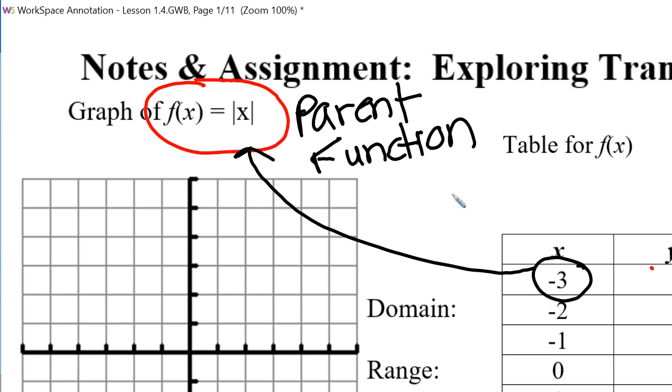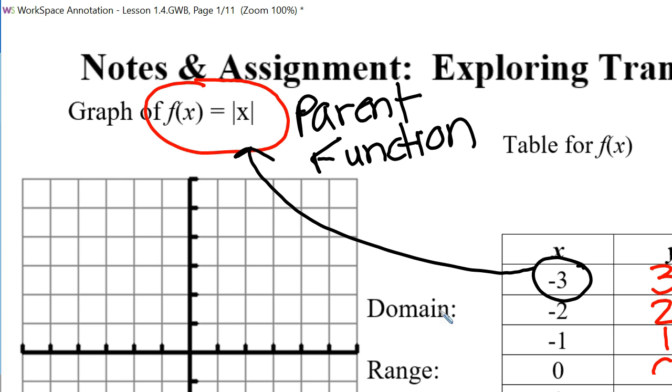So when you take the absolute value, your answer is always going to be positive, because if you're talking about distance from 0, distance is always positive. It's never negative. Now the next one, the absolute value of -2. What is its distance from 0? 2 units. Absolute value of -1 would be 1. The absolute value of 0 is 0. The absolute value of 1 is 1, the absolute value of 2 is 2, and the absolute value of 3 is 3. So now we have completed the table.